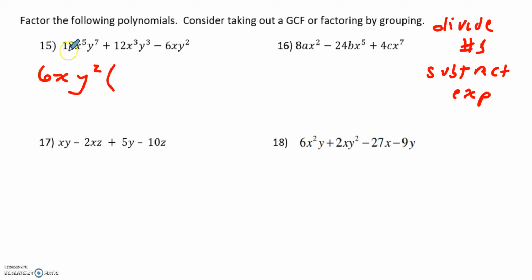If I take a 6 out of 18 and divide, I'm left with 3. x out of x to the 5th, subtract the exponents, x to the 4th. Take 2 y's out of y to the 7th, you're left with y to the 5th, plus. If I take 6 out of 12, I'm left with 2. x out of x cubed, I'm left with 2x. y squared out of y cubed, 3 minus 2 leaves me with y to the 1st, or just y. Last term, if I take 6 out of negative 6, I'm left with negative 1 technically. x out of x is gone. y squared out of y squared is also gone. So this would be my final answer.